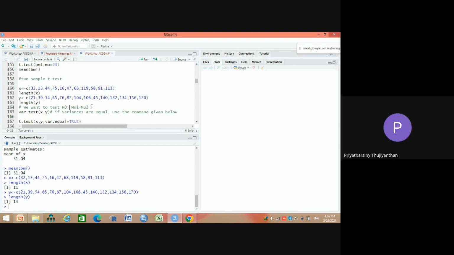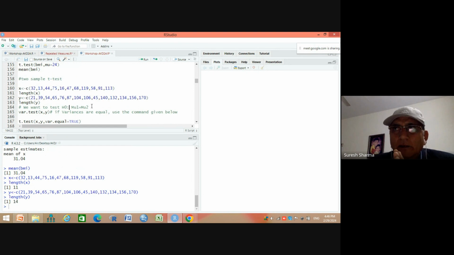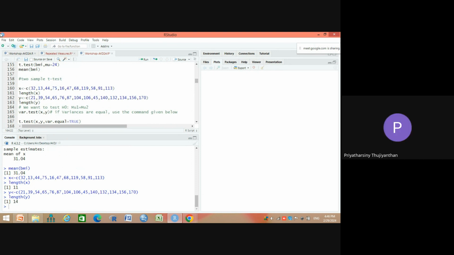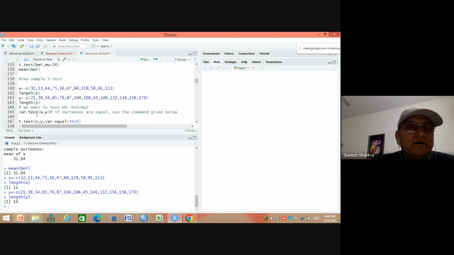First of all, there are two types of t-test to be computed. If the variances are equal, I will use the t-test with equal variance. But if variances are unequal, then I will use the t-test with unequal variance. You follow my point? So first of all, here I am basically testing variances.